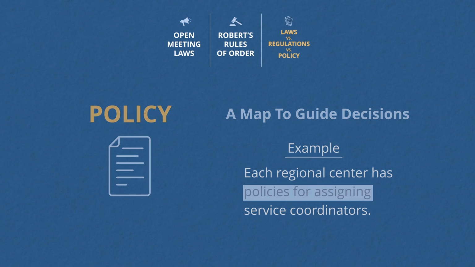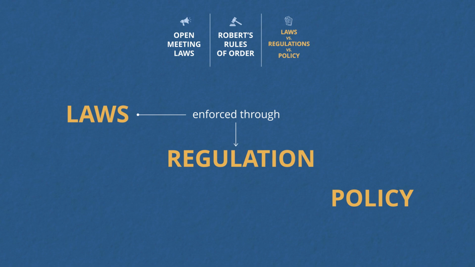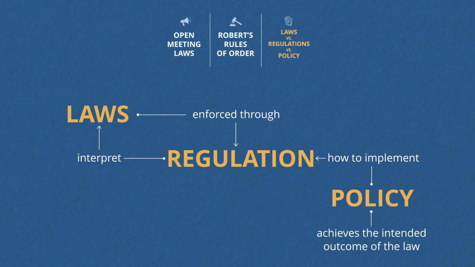A simple way to remember the difference between laws, regulations, and policy is: laws are enforced through regulations. Regulations interpret how laws are implemented. Policies provide a course of action for how to implement regulations and achieve the intended outcomes of the law.